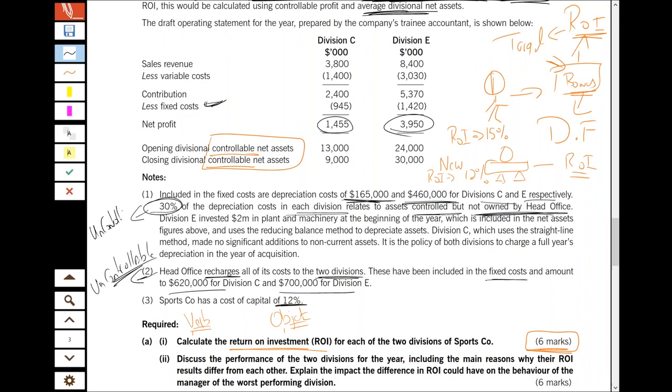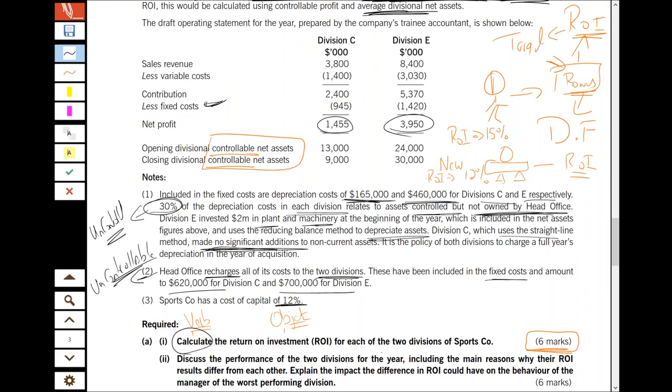Moving forward. Division E invested 2 million in plant and machinery at the beginning of the year, which is included in the net asset figures above, and uses the reducing balance method to depreciate assets. Division C uses straight line basis and made no significant additions to non-current assets. It is the policy of both divisions to charge a full year's depreciation in the year of acquisition. Great. Let's solve. Calculate ROI for each of the two divisions of the sports company, 6 marks.